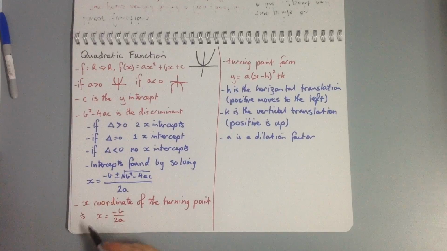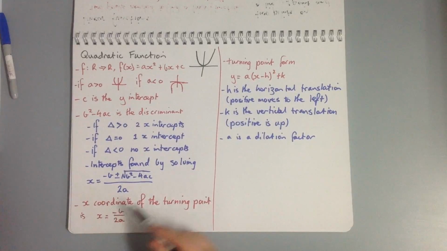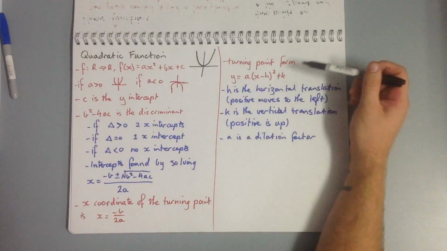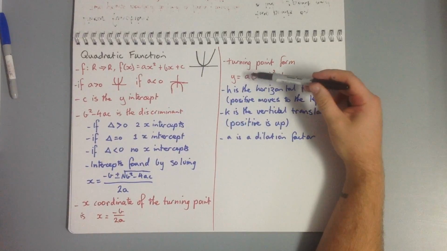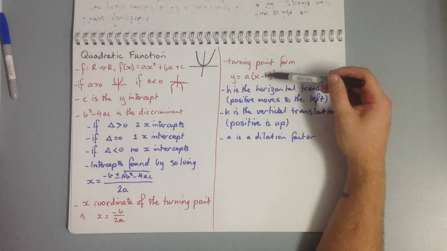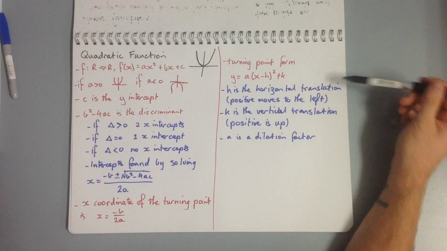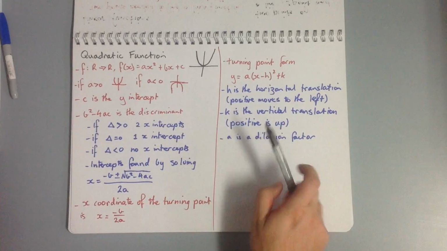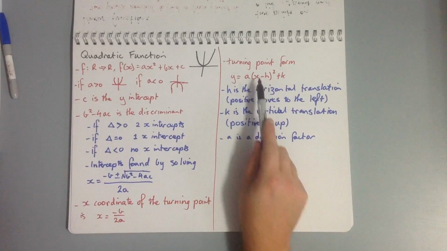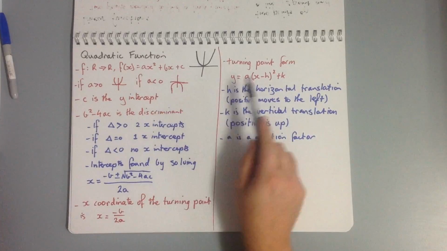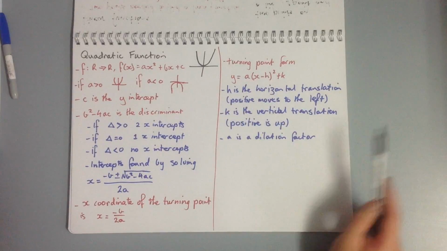Our x-coordinate of the turning point is found at negative b over 2a, and once we have that we can sub that into our equation to find out what the other part of our turning point must be. We actually have a turning point form, which is y equals a outside of x take h squared plus k. h is the horizontal translation, so it moves the graph left and right, and if this is positive, that moves the graph to the left. If this is negative, it moves the graph to the right.